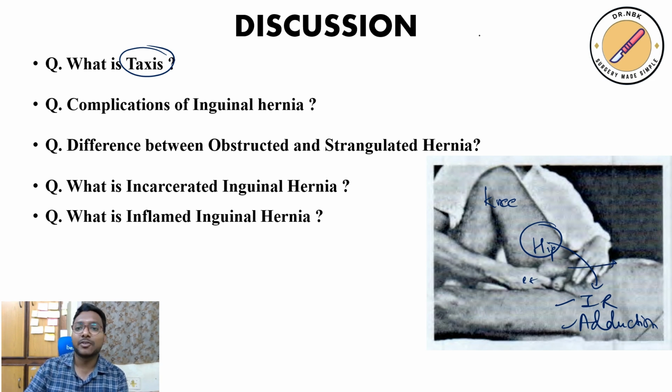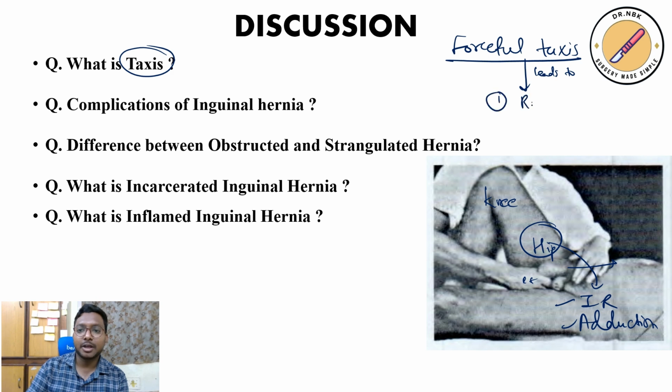That is called taxis. One important clinical point we need to understand is we should never ever do forceful taxis. What happens if you do forceful taxis? It can lead to, first, because of the force, rupture of the sac. Second, there can be extraperitonealization. It means that at the level of the deep inguinal ring, because of the rupture of the sac, the contents can go extraperitoneally.